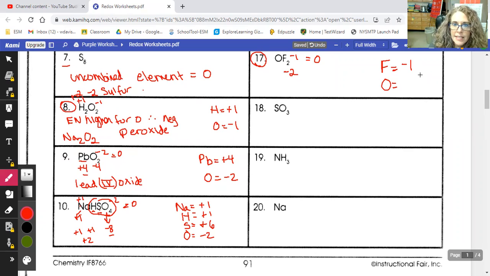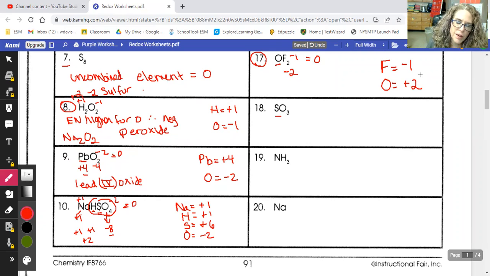So in this case, oxygen's also listed first. That's going to give me a clue that oxygen is going to be a positive oxidation state. And so then oxygen is going to equal a +2. All right, so again, an exception. Now let's go on to number 18.